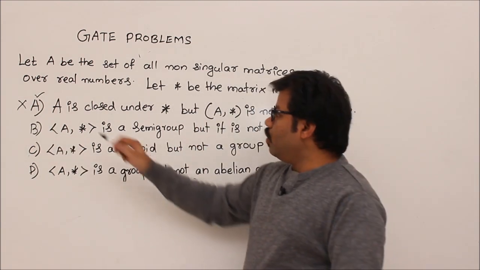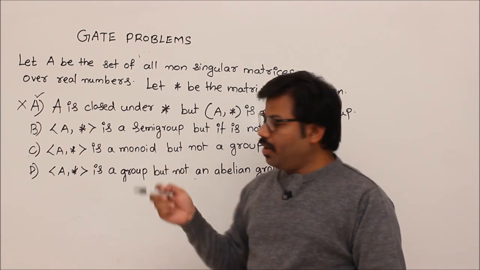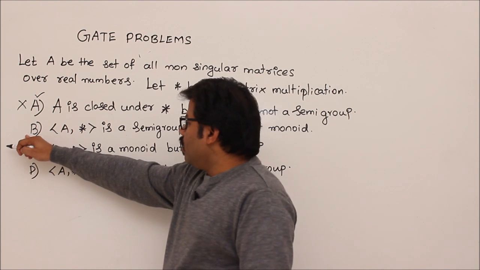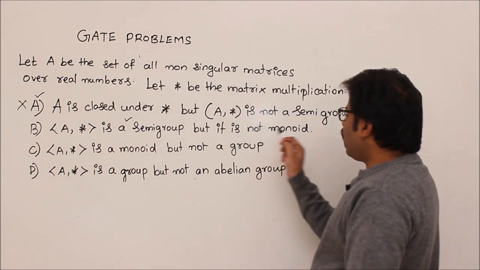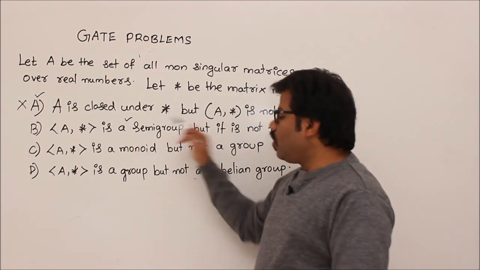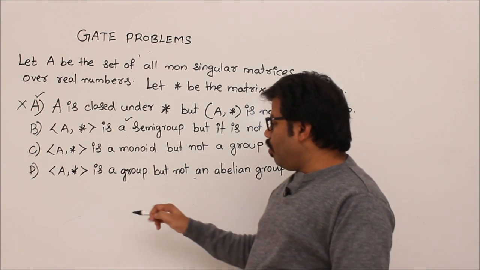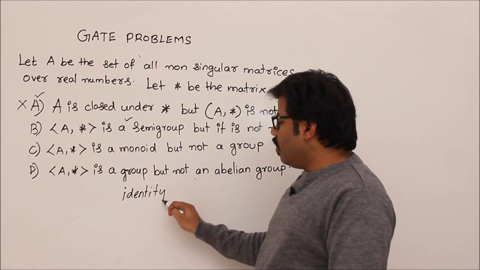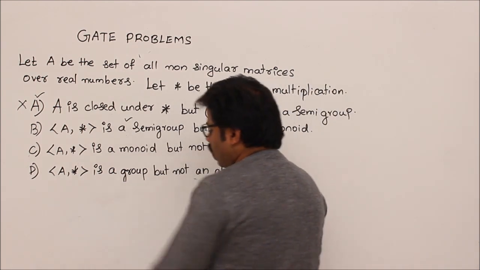Again, I am repeating, you don't need to check whether matrix multiplication is closed under A or not, because then all the options would become wrong. Now, the second option: (A, star) is a semigroup. Yes, we just discovered it, but it is not a monoid. What is the difference between a semigroup and a monoid? It's a semigroup but not a monoid means probably the identity element doesn't exist, correct? We will check whether this semigroup has an identity element or not.